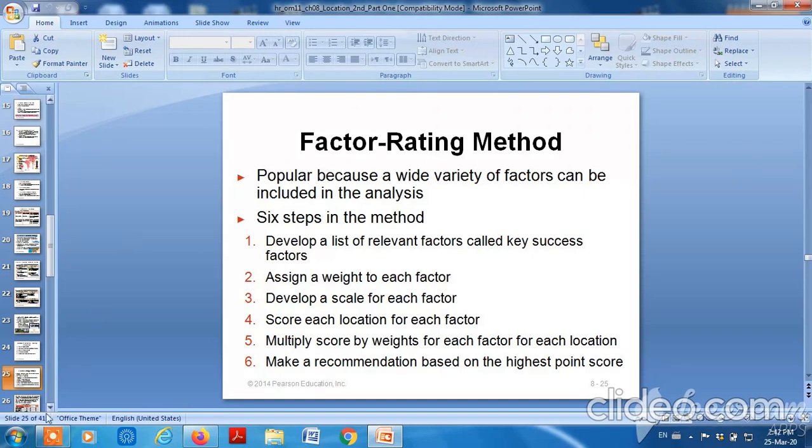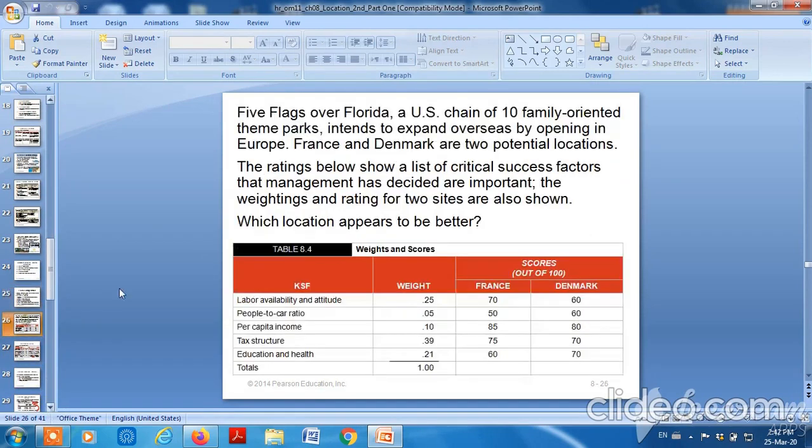So let's start with an example to make this idea more clear. This is an example for the factor rating method. 5 Flags Over Florida, a U.S. chain of 10 family-oriented theme parks, intends to expand overseas by opening in Europe. France and Denmark are 2 potential locations. The ratings below show a list of critical success factors that management has decided are important. The weightings and rating for 2 sites are also shown below. Which location appears to be better for the 5 Flags Over Florida company?